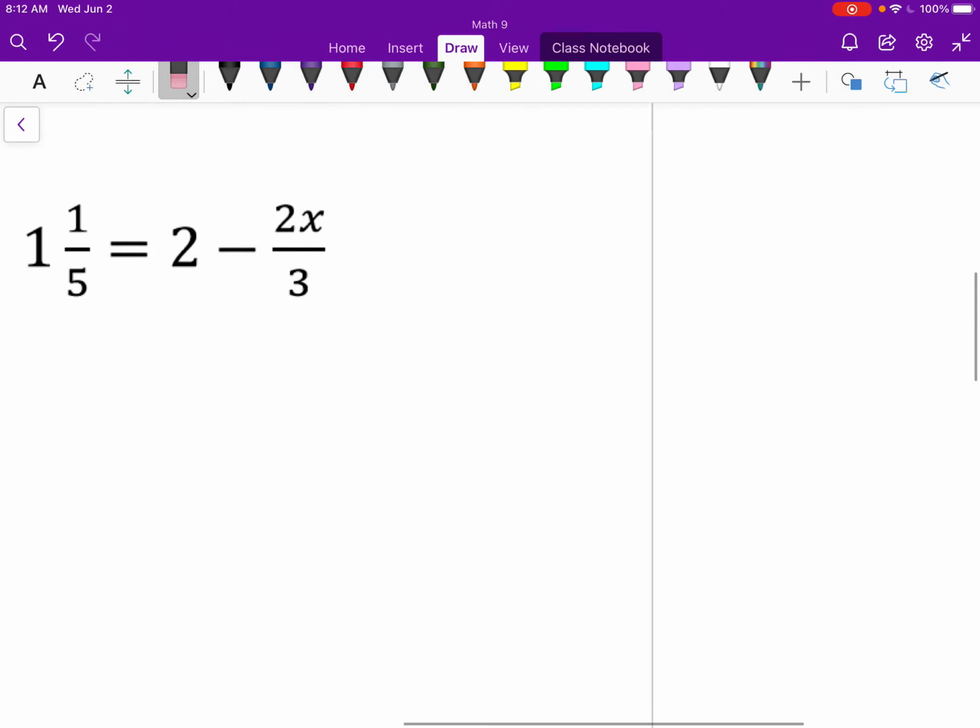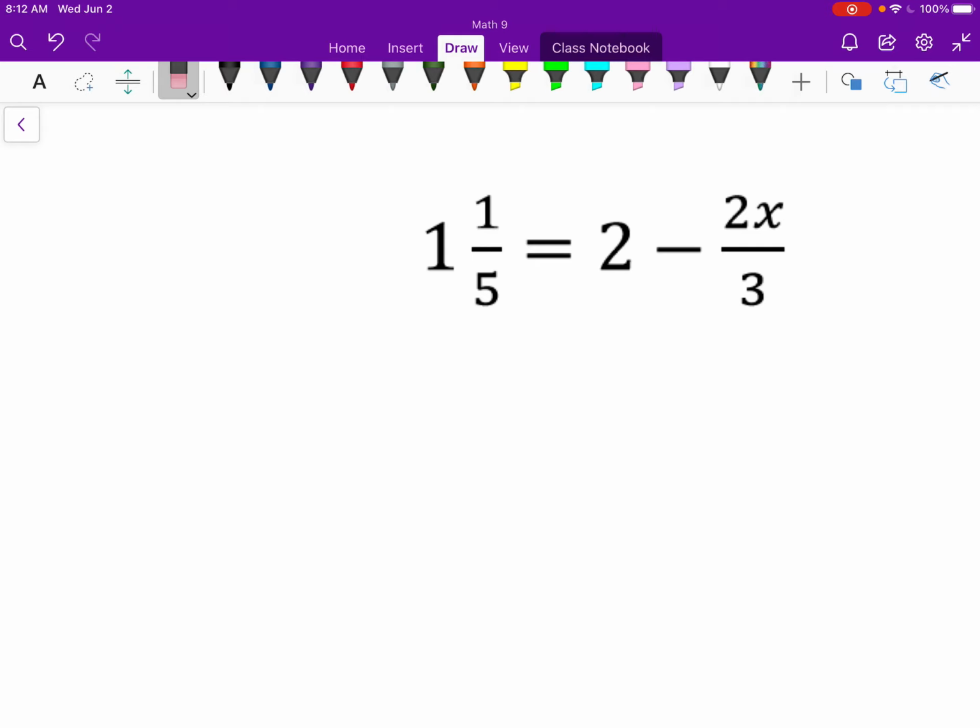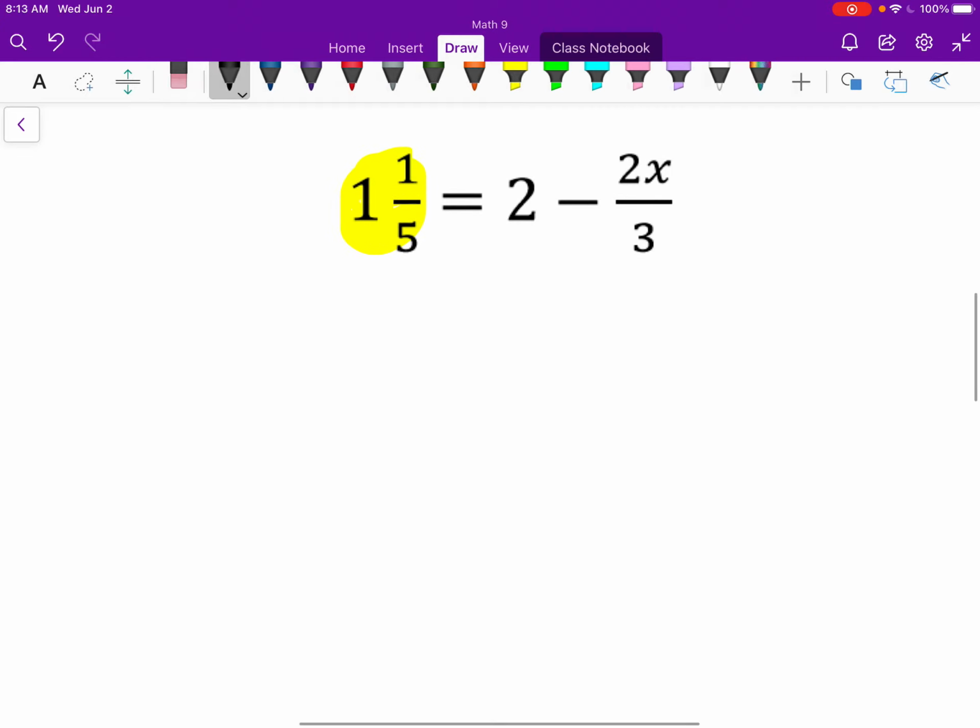So let's look at one more example right here. Now here I have 2 different denominators, and I have a mixed number. First thing I would do is change this to an improper fraction. And so 1 and 1/5 is the same as 6/5. Remember, whole number times the denominator, add it to the top. So 6/5 equals 2 minus 2x over 3.